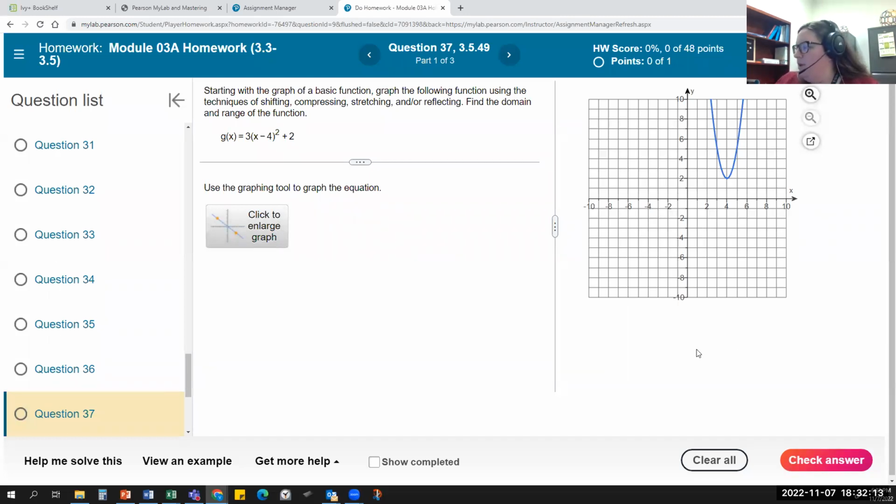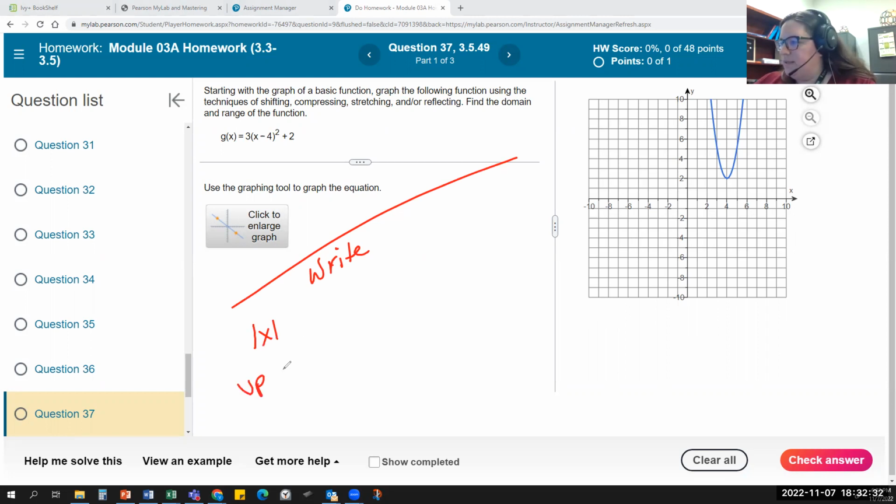The other thing to watch with transformations is if you're told the transformations. So let's say you're told to write an equation. So let's say you have an absolute value, and then let's say it's shifted up 6, and then compressed by 1/2, and then reflected about the x-axis. So you have to do those in the order that they're stated.